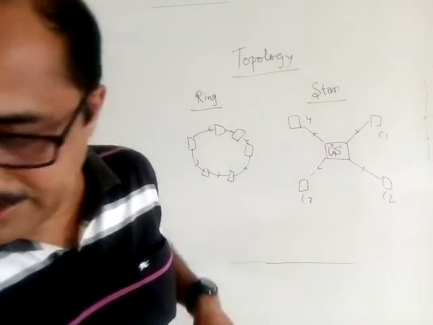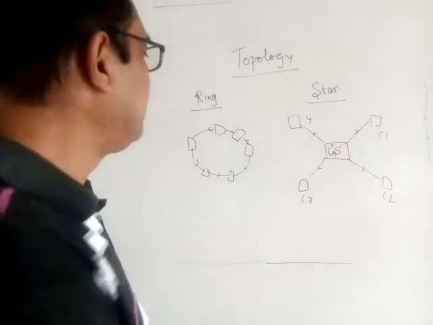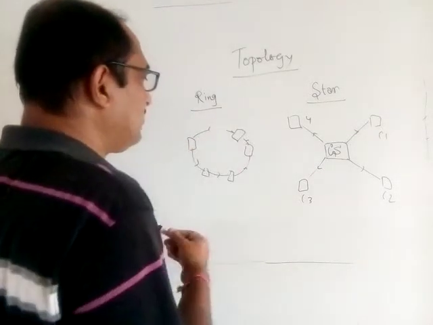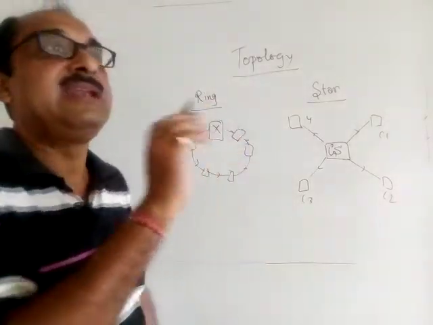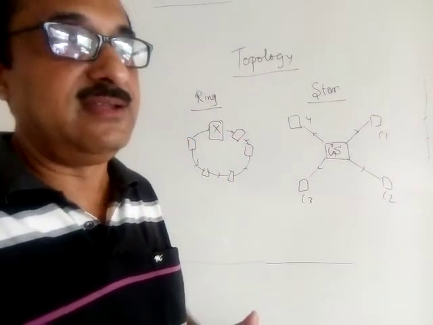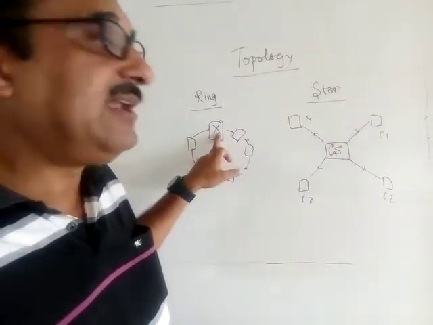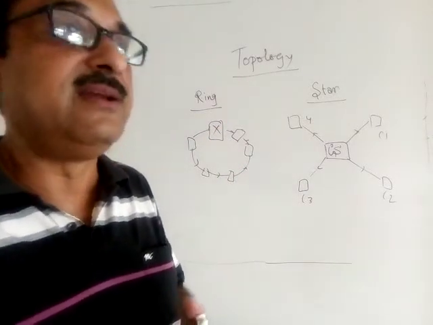But what is the disadvantage of ring networking? The biggest disadvantage of ring networking is, you can easily make out from the figure, that if one of the nodes is not working, what will happen? The entire network will be affected. The entire network will be down. So basically, if one node is not working, the entire network will be affected. That is point number one.